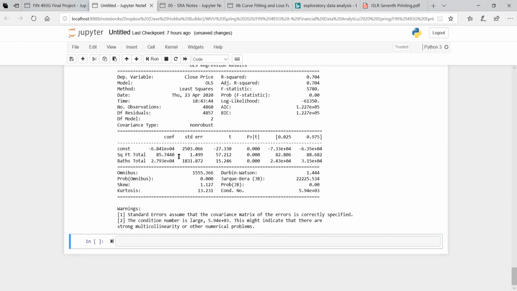So we have 2 explanatory variables, and the question is, based on this regression, if you increase the square footage of a home by 150 square feet and add a bathroom, how much would the expected closed price increase? So remember, this is maybe a little bit of a tricky question.